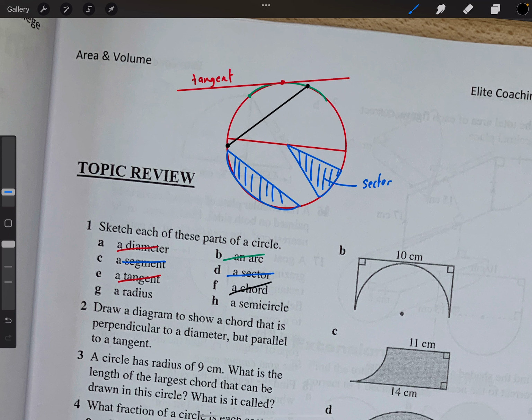So that's that one. Radius. Radius is just half of, so this is the radius, half of diameter. And a semicircle, obviously a semicircle is just half a circle.